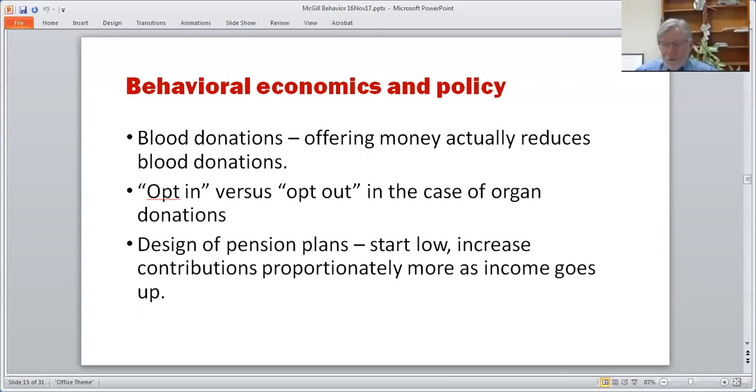Behavioral economics has also been important in designing pension plans. And they found that if you start low, with a small percentage at the beginning when you first start a job, and then increase as income goes up, then people save more optimally.